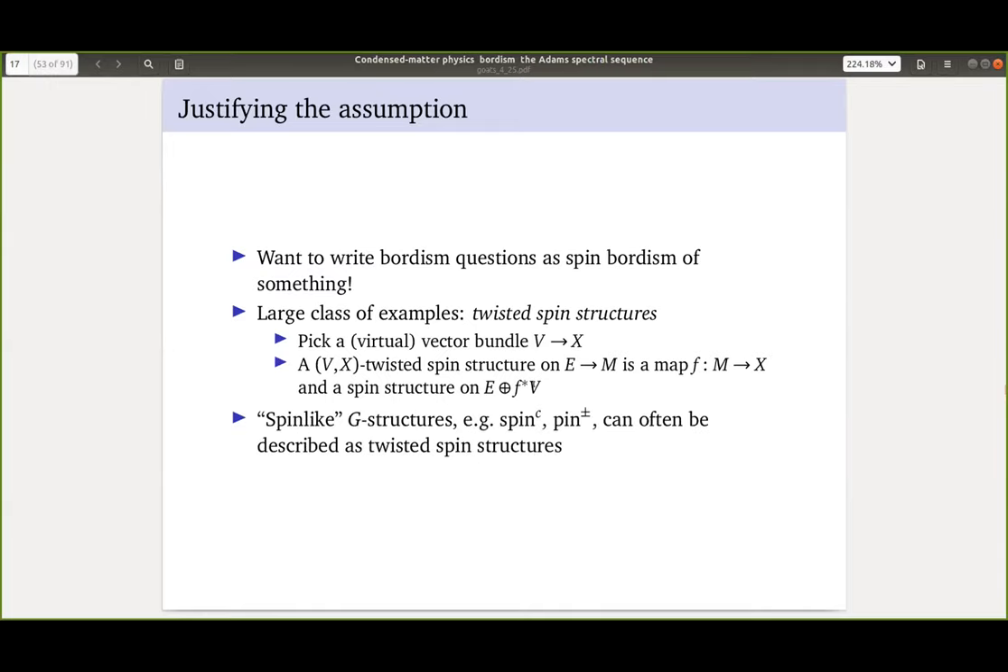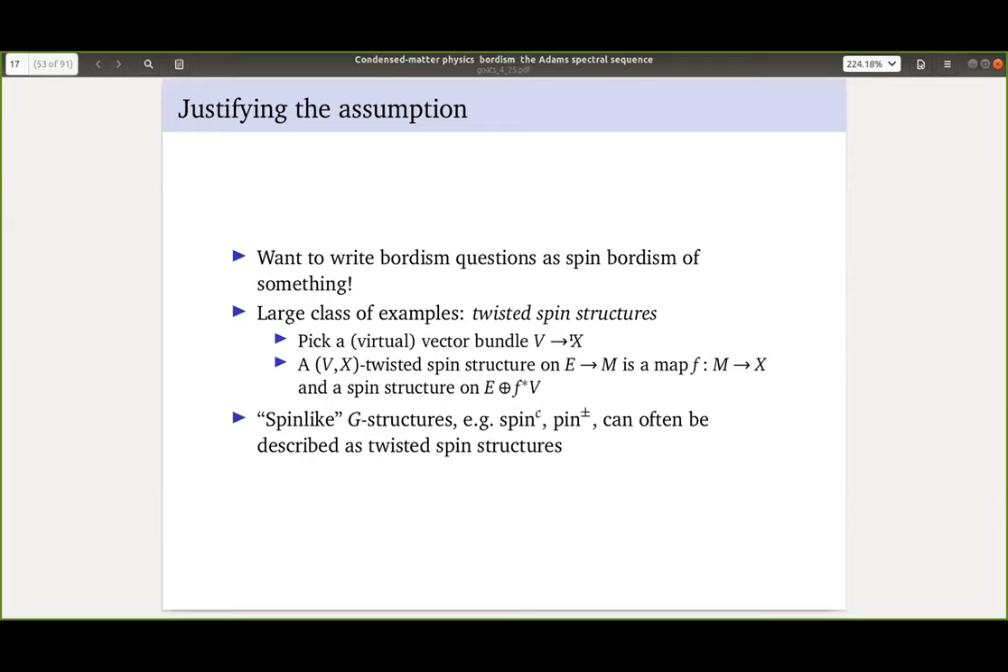So, okay, the point is a lot of important examples can be described in this way. A spin C structure is a twisted spin structure where X is CP infinity and V is the tautological bundle. Pin plus and pin minus structures, which are unoriented versions of spin structures, admit descriptions in this way, where this is RP infinity, and then many more.